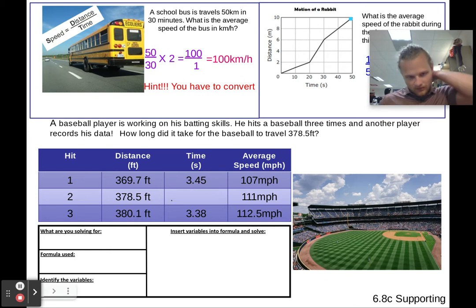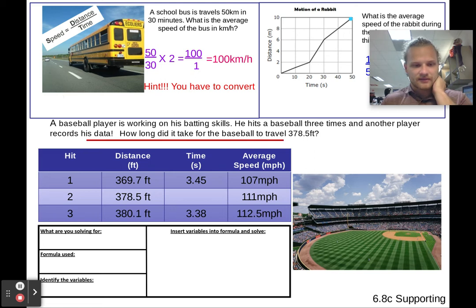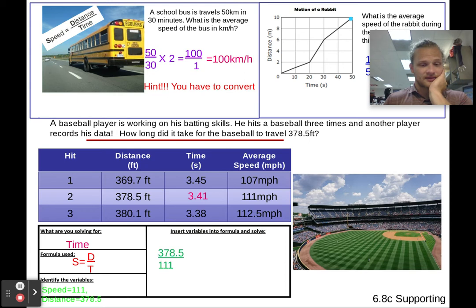Again, we're given the distance, we're given the speed, and now we need to calculate time. So speed equals distance over time. What are we solving for? Well, we're solving for time. So we're able to plug it into our equation. Speed equals distance over time. So we're going to multiply speed times time. Sorry, we're trying to solve for time.